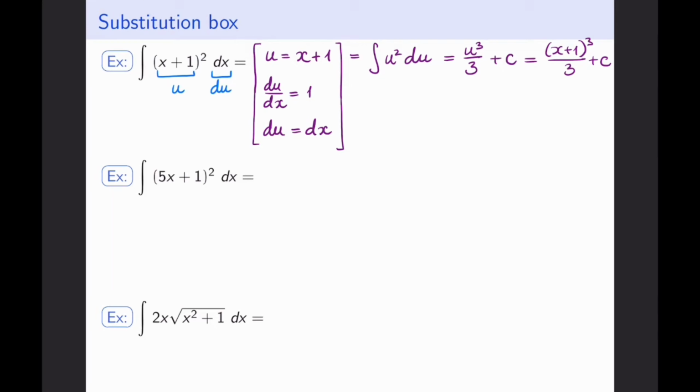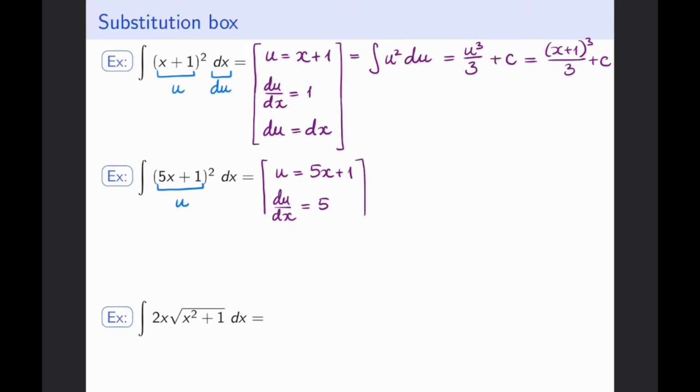Now let's see if we can use this process again with an example that is very similar, just a little bit more complicated. So here I have something squared dx. And again, it would be really nice if this something was just its own function. So let me call this u. And again, now I'm going to have to figure out how to rewrite dx in terms of u and du. So I'm going to introduce my substitution box. I'm going to note that I made u 5x plus 1, and then I'm going to take a derivative of it. So du by dx, the derivative of u with respect to x, is equal to 5.